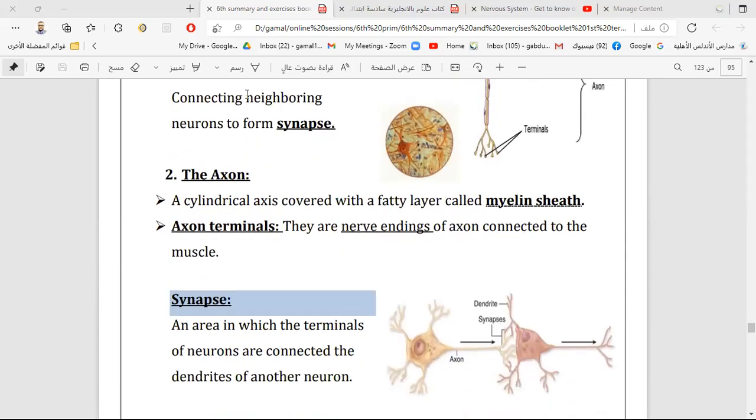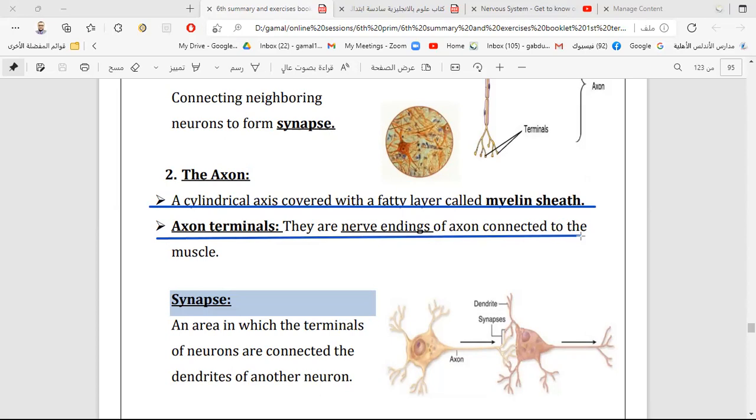Who can tell me more about the axon? Yasin. The axon is a cylindrical axis covered with a fatty layer called myelin sheath. To protect it. Okay, no problem.